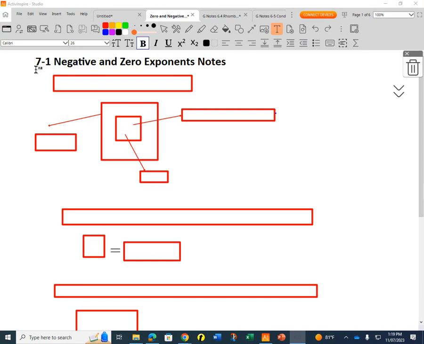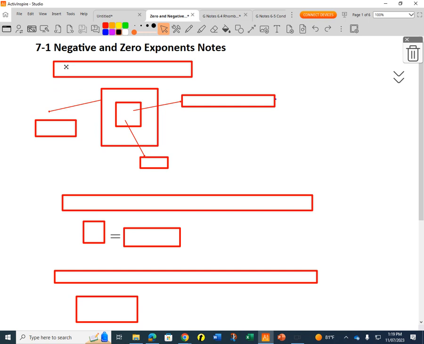Exponents, negative and zero exponents. But before we talk about negative and zero exponents, we're going to do a quick review on powers and exponents and what that means. You should have been introduced to powers and exponents in earlier grades.